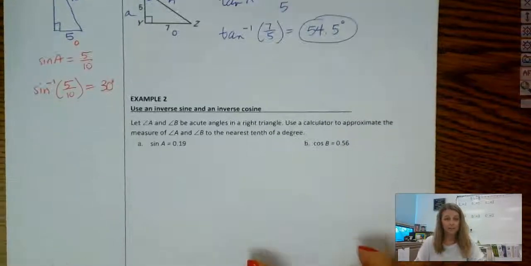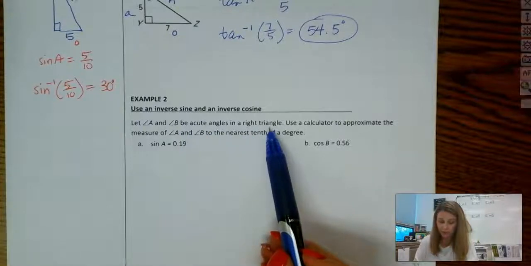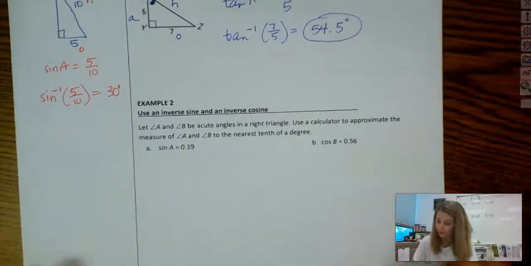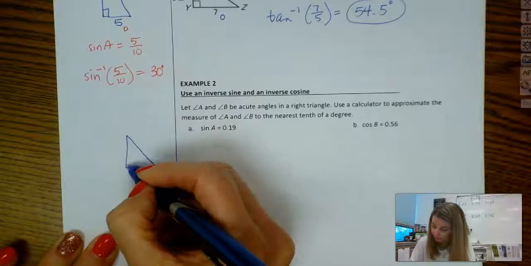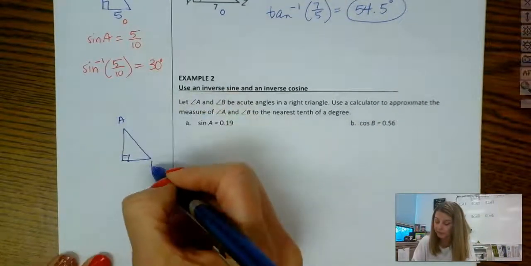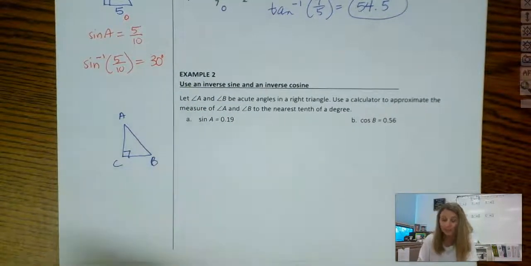All right, number 2. Let A and B be acute angles in a right triangle. Use a calculator to approximate the measure of A and B to the nearest 1/10 of a degree. So I need a visual here. Draw a right triangle. So A and B are the 2 acute angles. It doesn't matter exactly where A and B go, but it can't go on the 90 because 90 is not acute.